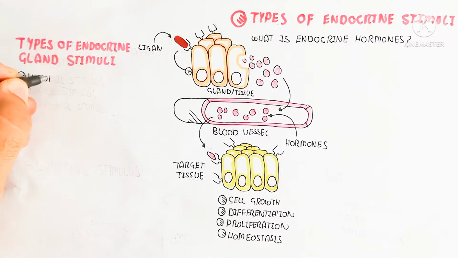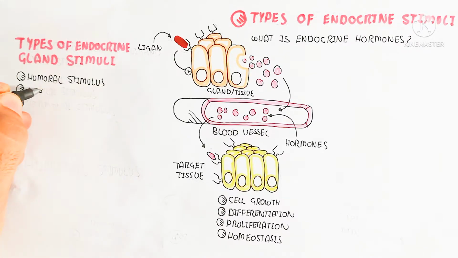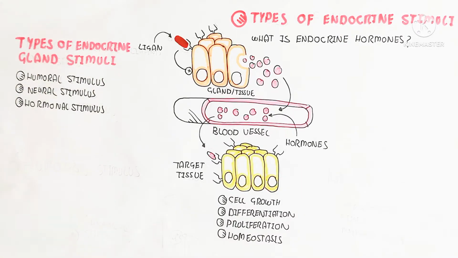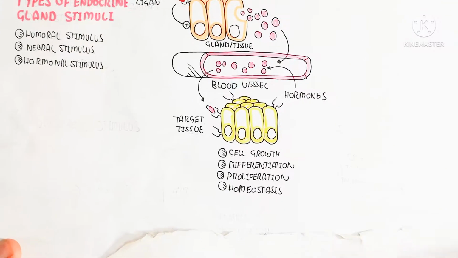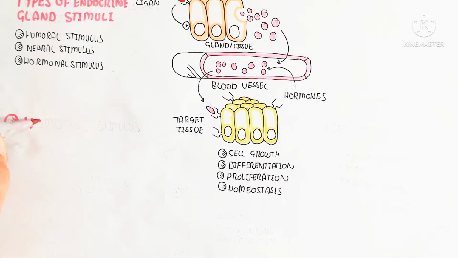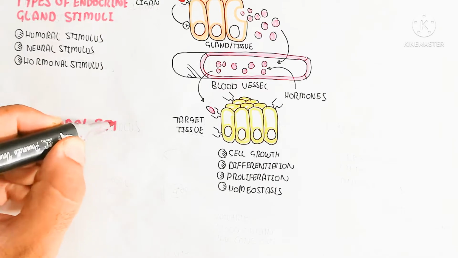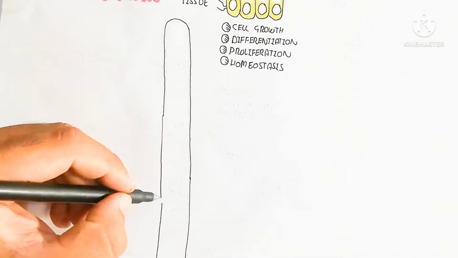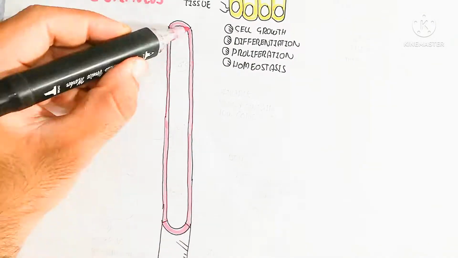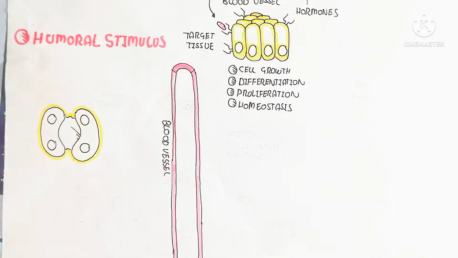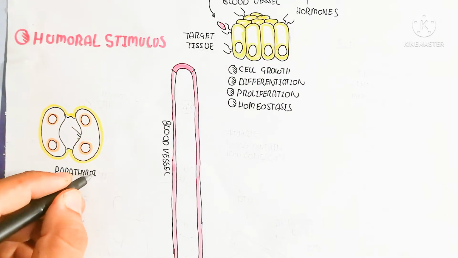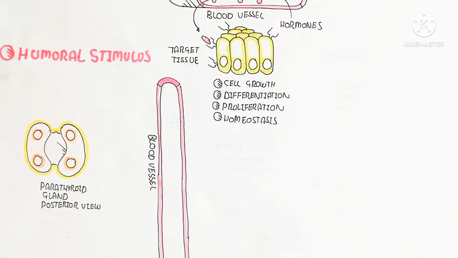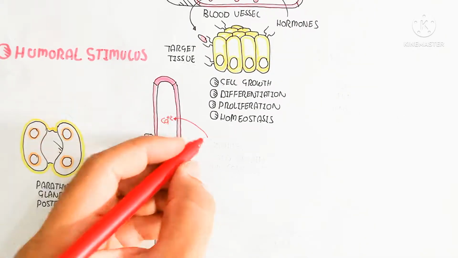So the types of endocrine gland stimuli are humoral stimulus, neural stimulus, and hormonal stimulus. First of all, we need to understand the humoral stimulus. Next, we will discuss neural and hormonal. The humoral stimulus means the stimulus is not a hormone or other ligand, but changes in the blood circulatory system, physiological changes, which will trigger the glands to produce hormone.